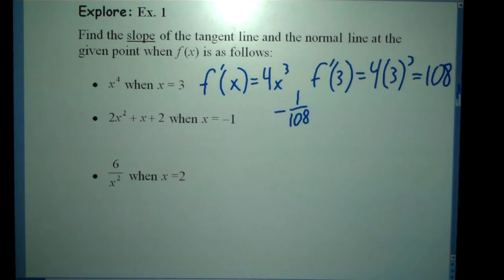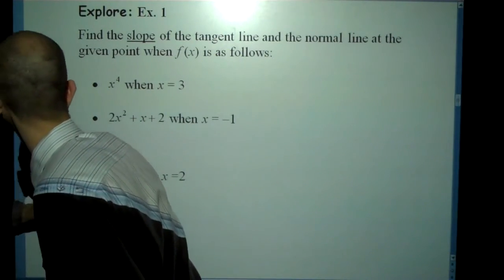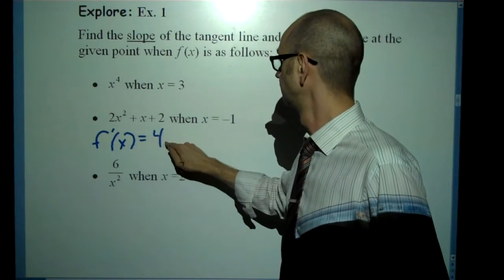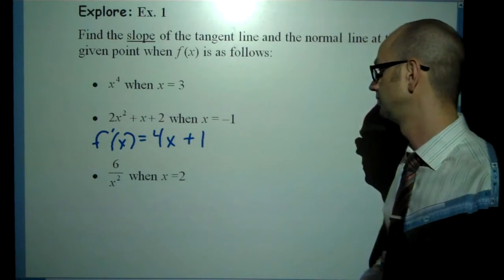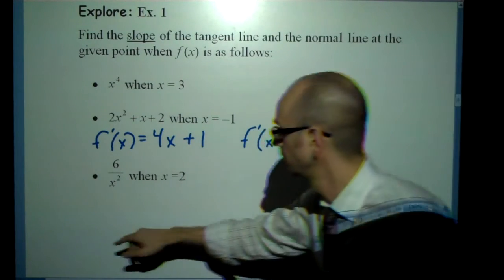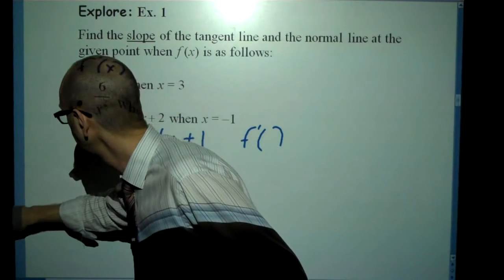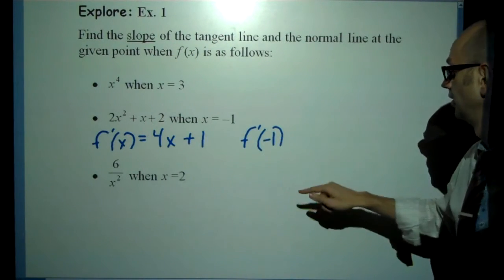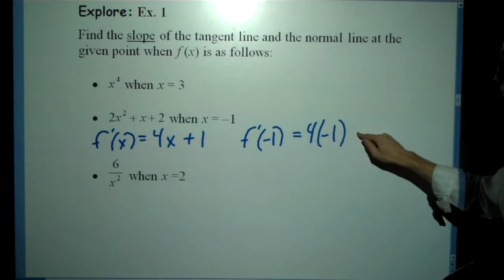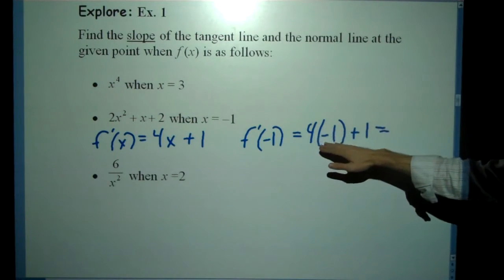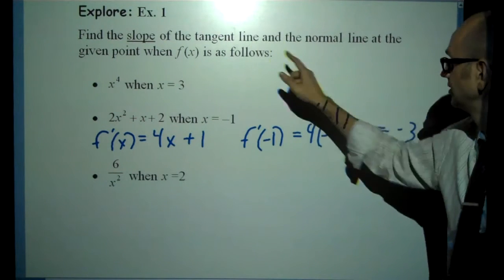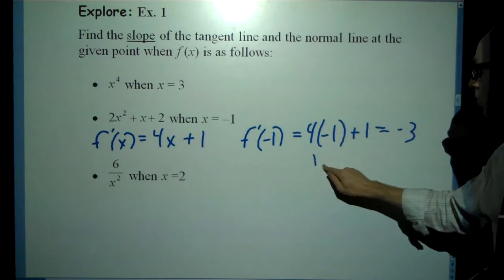All right, moving on to the second bullet point. Start with our derivative. F prime of x is equal to 4x plus 1. F prime of negative 1, meaning the slope when x is negative 1, is equal to 4 times negative 1 plus 1, also known as negative 4 plus 1, negative 3. So if our slope of the tangent is negative 3, then our normal is going to be 1/3.